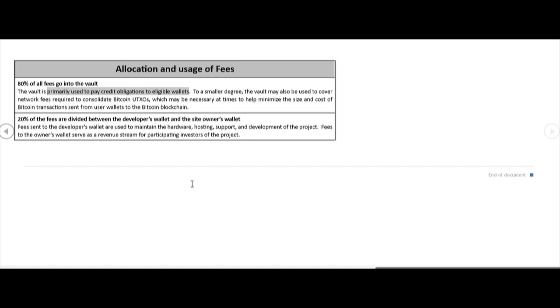20% of the fees will be going to the dev wallet or to the owner of the site. Here it explains that fees sent to the developer's wallet are used to maintain the hardware, hosting, support, and future development of the project. Fees to the owner's wallet serve as a revenue stream for participating investors of the project. This is something I'll get into a little bit later, but for now, just understand that this is how the fees are broken up.